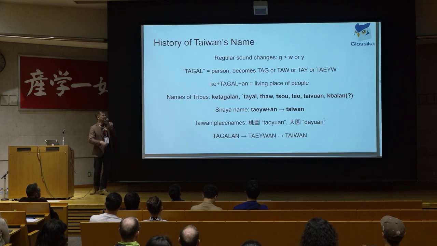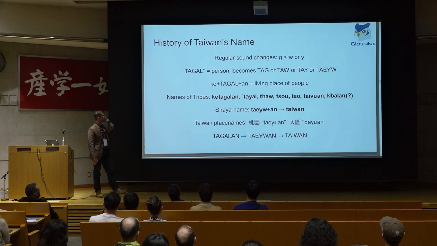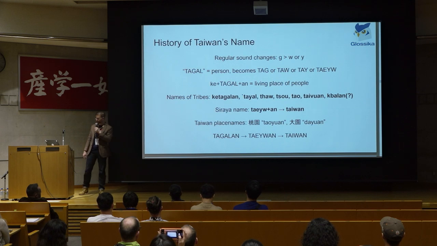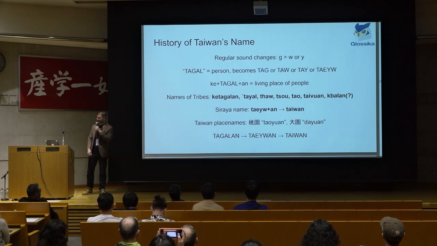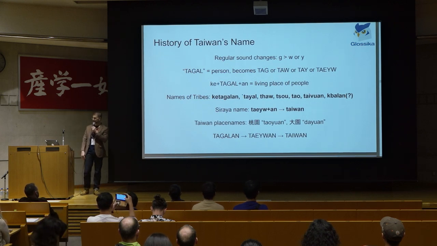Let's talk about regular sound changes. We all know that G becomes Y or W, as you can see, between Germanic and English. So if we take the word like Tagal, meaning person, it becomes tag, tau, tai, or tau. And we add the living place of people, that's Ketagalan. So an is the place. So the names of tribes, like Ketagalan, and then you have the glottal stop, Atayan. The L at the end of the word is pronounced like an N, or a mix of L and N. So Atayan, Thao, Zhou, Tau, Taiwan, and Kavalan.